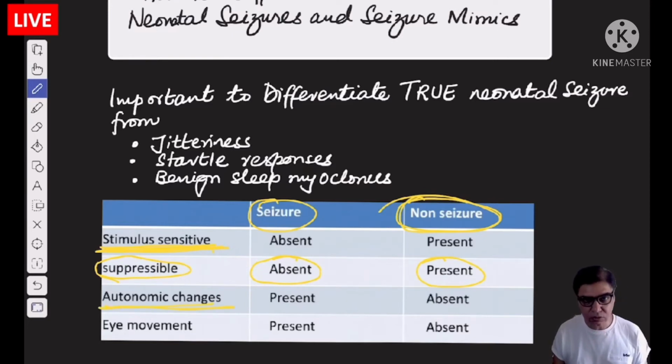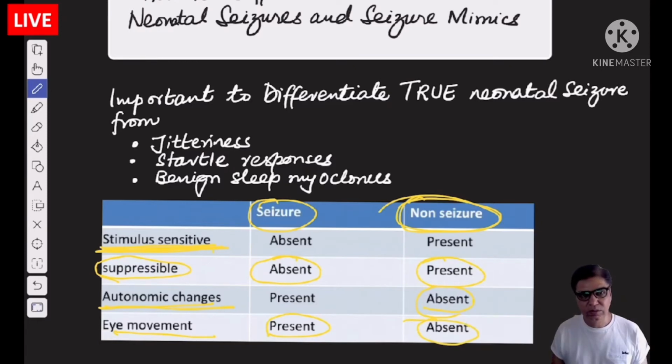Autonomic changes are always present in the case of seizures. So a child's heart rate might go up or the heart rate might go down. There might be vasomotor phenomena, in the form of pallor, gray color. Sometimes they might even become cyanosed, while it never occurs during non-seizure activity. Similarly, eye movements like conjugate deviation of the gaze are usually present in the case of seizure, while they are absent in the case of non-seizure.